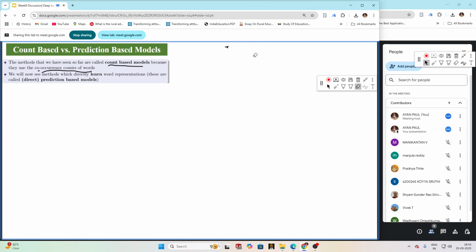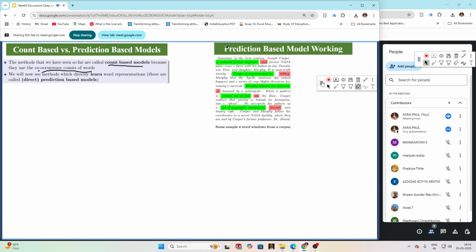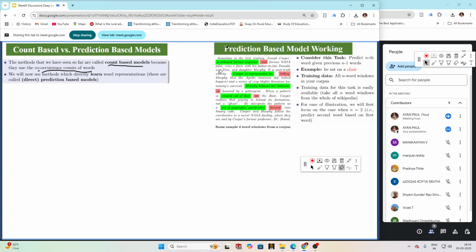Okay, so this is how the prediction based model works. You can see here we have a window of 5 words. We take the n minus 1 words, that is the 4 words, and we try to predict the fifth word. Similarly here also we take the 4 words and want to predict the fifth word. That is how a prediction based model works.